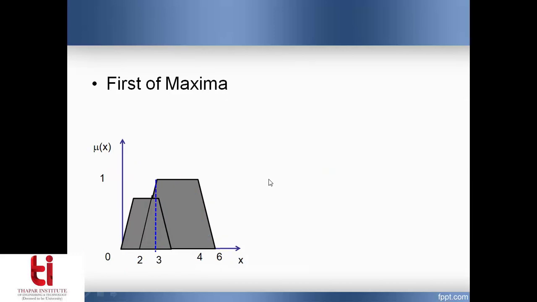Then I have first of maxima. In the case of first of maxima, it is quite simple. Identify the highest membership interval and the first point of that is at 3. So first of maxima is 3. Coming to the last of maxima, again the maximum membership value interval, and here I am getting the last point which has this maximum value, and that is 4.